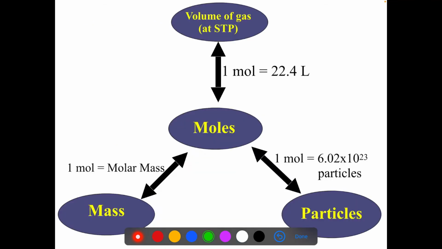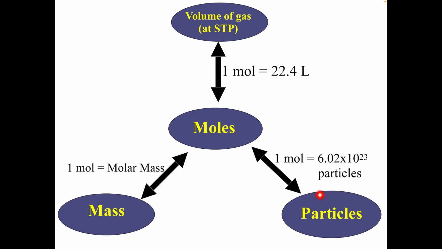And this is the flow chart that you can use. These are the dimensional analysis problems that we're going to use. 1 mole equals 22.4 liters, 1 mole equals 6.02 times 10 to the 23rd particles, and 1 mole equals the molar mass from the periodic table. As you can see, all roads lead through the mole, which is why the mole is so incredibly important, okay? These are the conversion factors that we're going to be using to solve these problems.